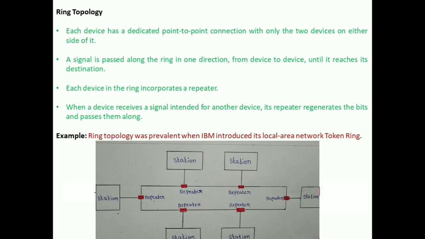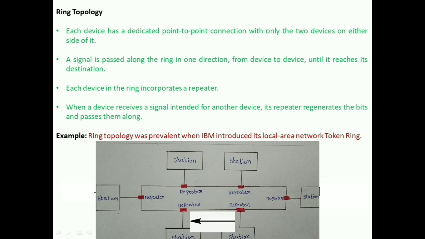So next, coming to the ring topology. Here in the ring topology, every device has a dedicated point to point connection only with two devices on either side of it. See, this station has a point to point connection with this station and this station only. A signal is passed along the ring in one direction from device to device until it reaches the destination. So now the signal will be passing like this, from this station to this station, this station to this station, until it reaches a particular destination station.